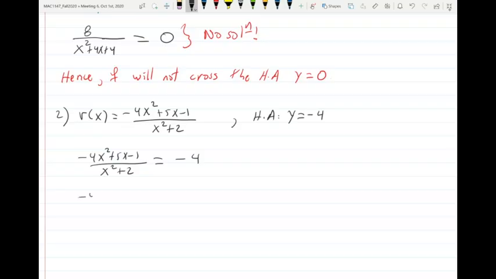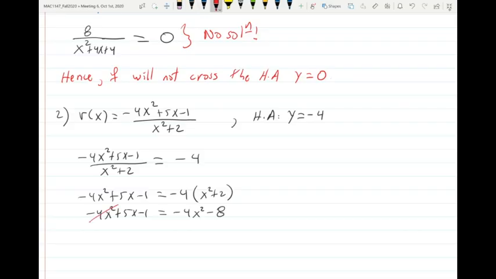So let's see. Negative 4x squared plus 5x minus 1 equals negative 4 times x squared plus 2. So let's clear the parentheses on the right hand side. So negative 4x squared minus 8.